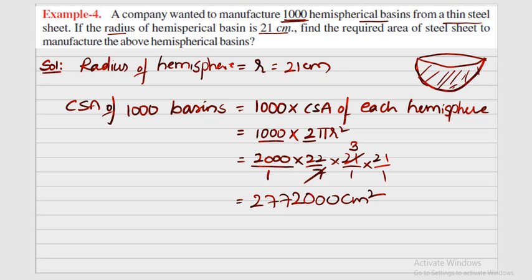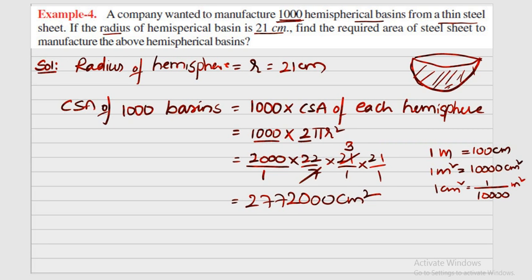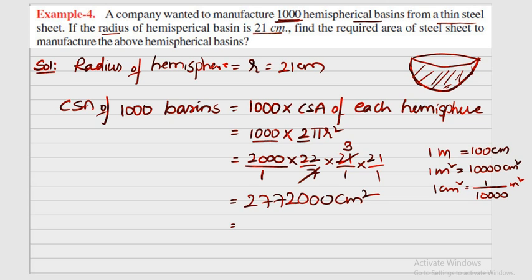If I want to convert this centimeter square into meter square, I know the relation, no? 1 meter is equal to 100 centimeters. So 1 meter square is equal to 10,000 centimeter square. So 1 centimeter square is equal to 1 by 10,000 meter square. So when I replace 1 centimeter square with meter square, what am I going to get?